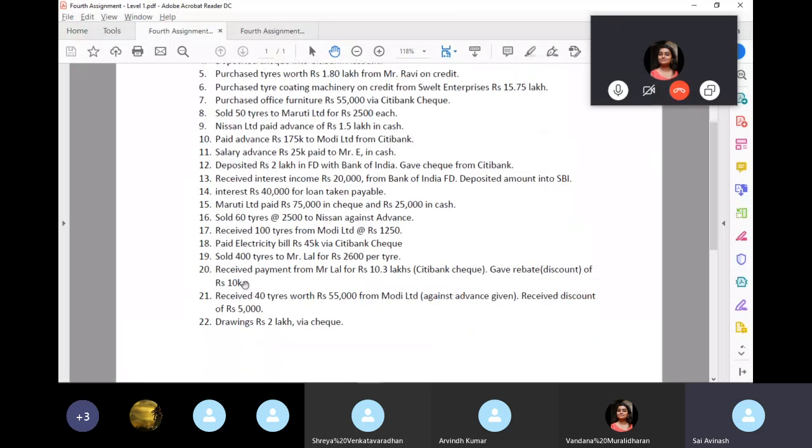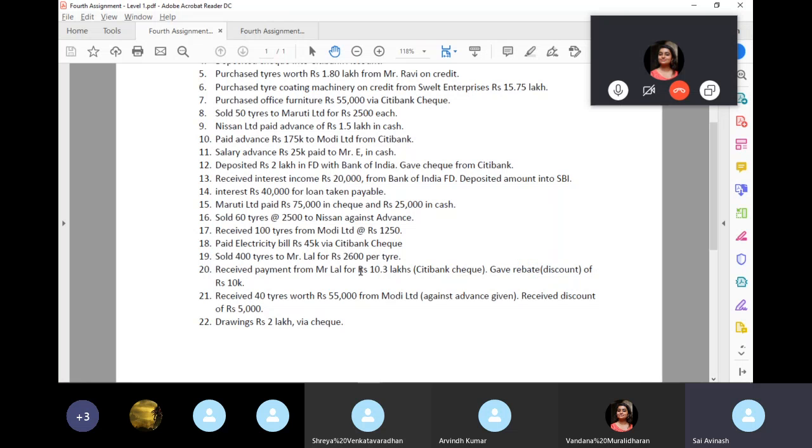What kind of discount do you think this is? Received a payment from Mr. Lal for 10.3 lakhs, gave a rebate of 10,000. So I'm giving him a discount when he is making a payment. Okay. So we learned that this is a cash discount. A rebate is another word for discount. Okay. So in case you come across the word rebate, it's pretty much a discount.